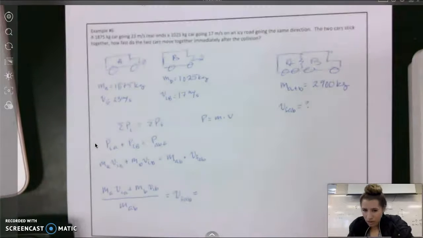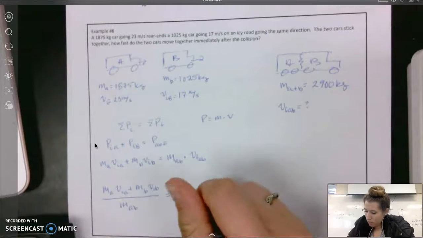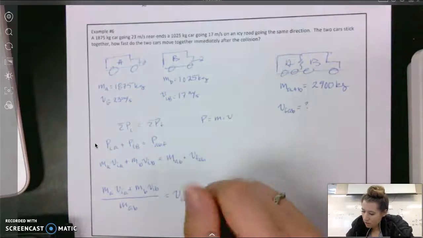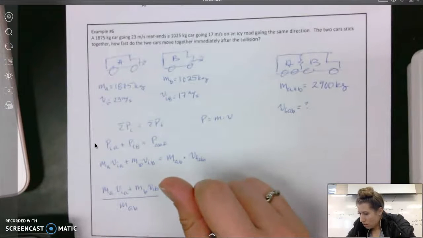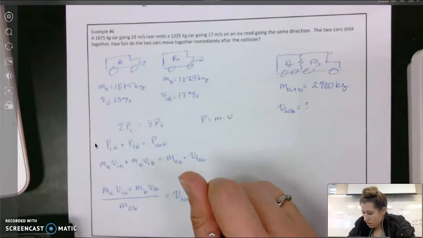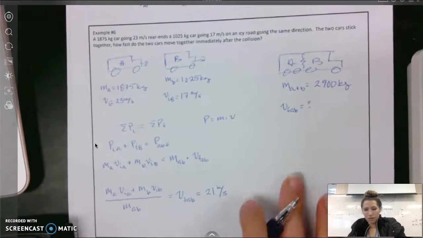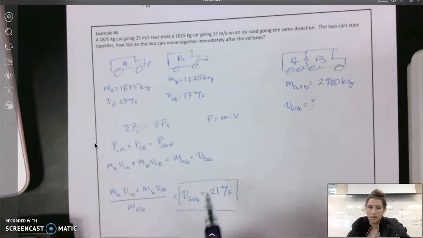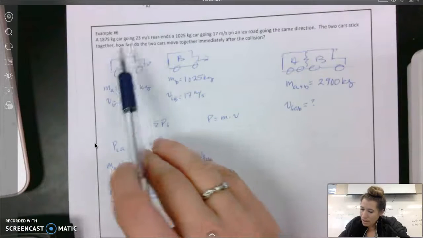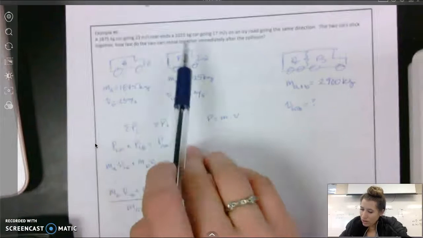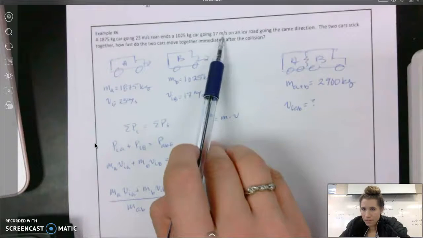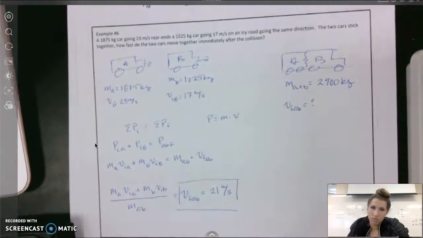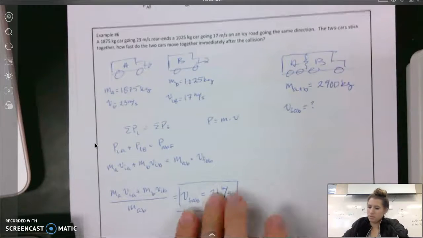Okay, so the object combined has a final velocity. What were we dealing with here? 2 sig figs of 21 meters per second. Now let's ask ourselves, is that reasonable? We had one car going faster than that, one car going slower than that, but then they collided together, and so their final velocity was something in between. Yeah, that seems reasonable.